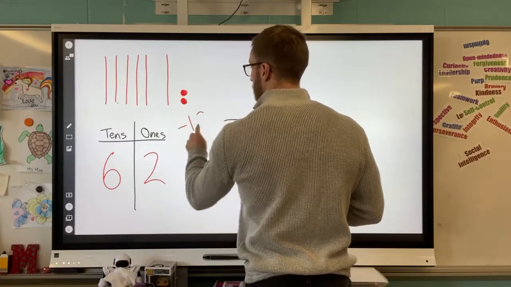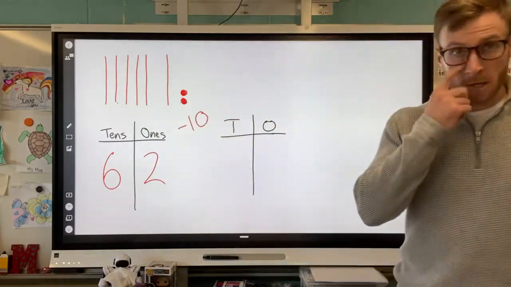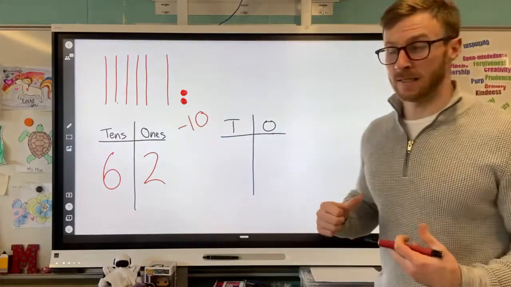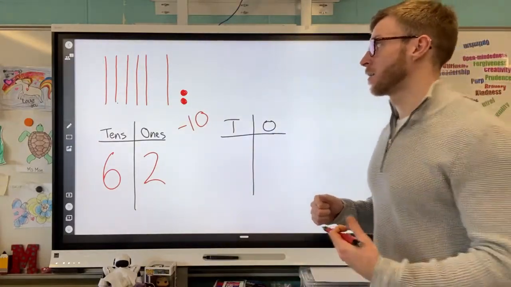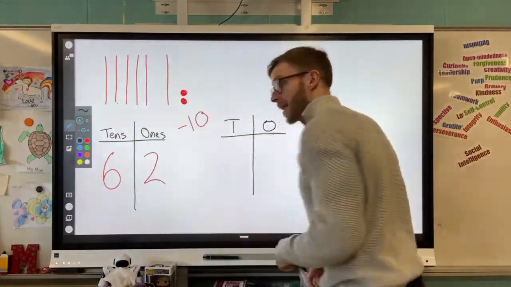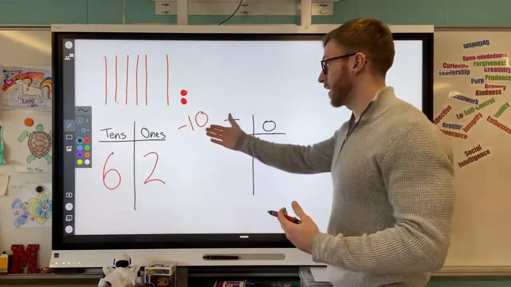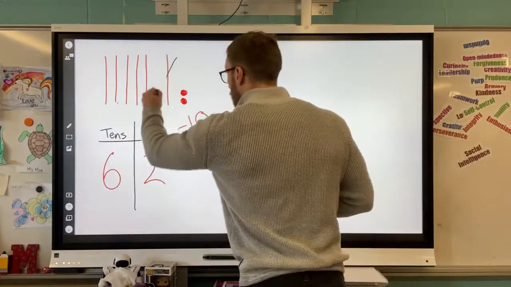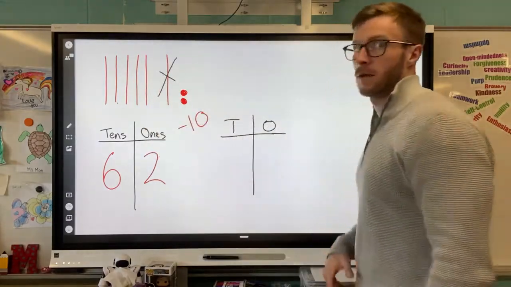Okay, now I want to know what 10 less is. So 62 minus 10. Okay? So what I'm going to do on our picture is I'm going to cross a 10 out. I need to get rid of 10, so I will. Boom. Cross out that 10 stick.